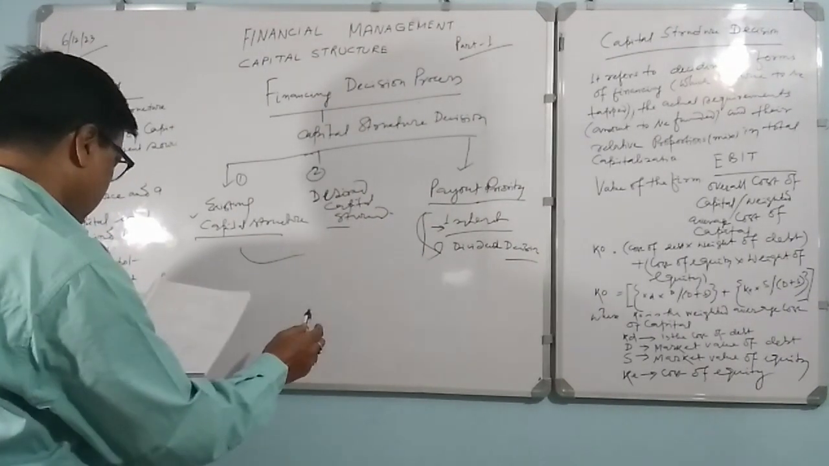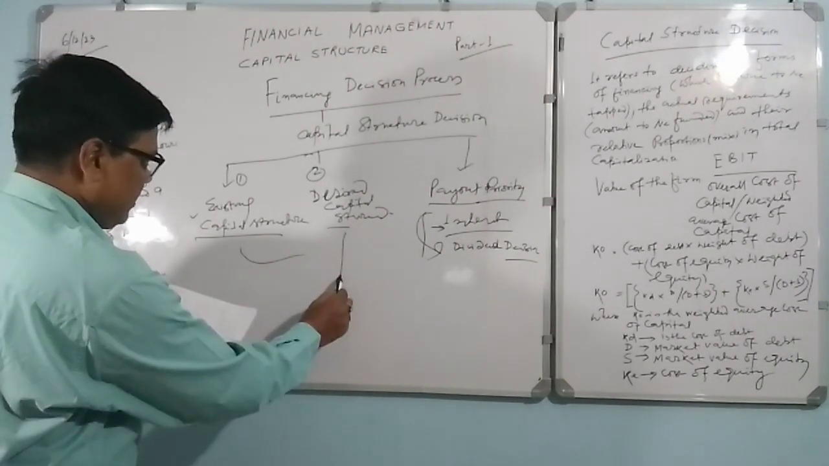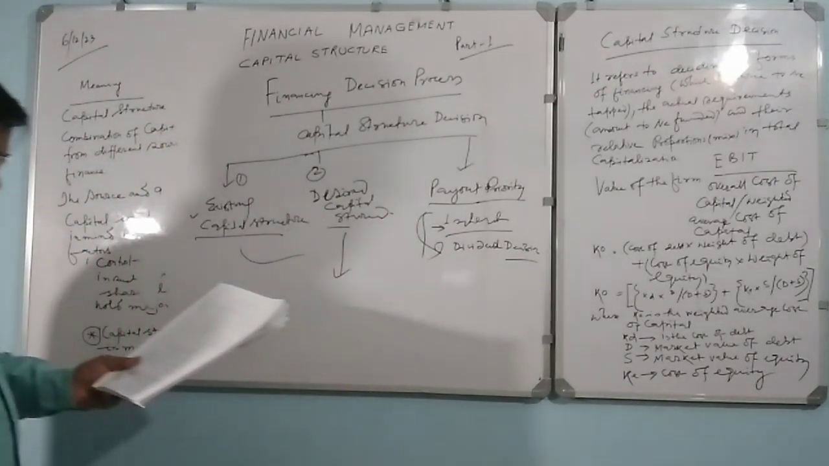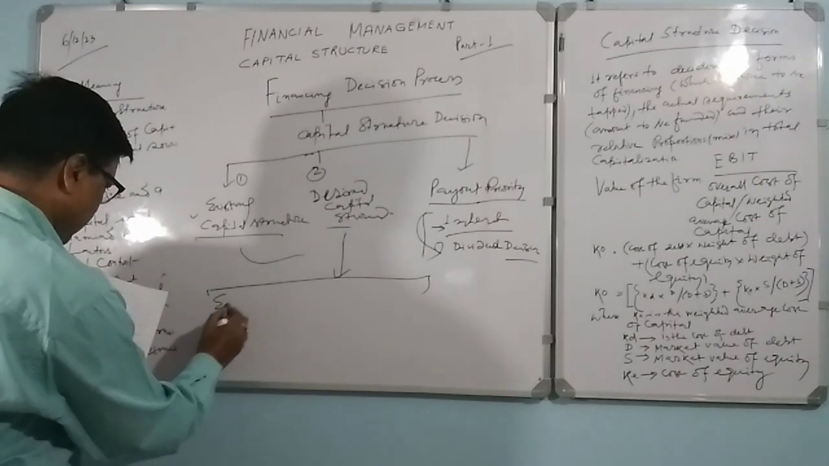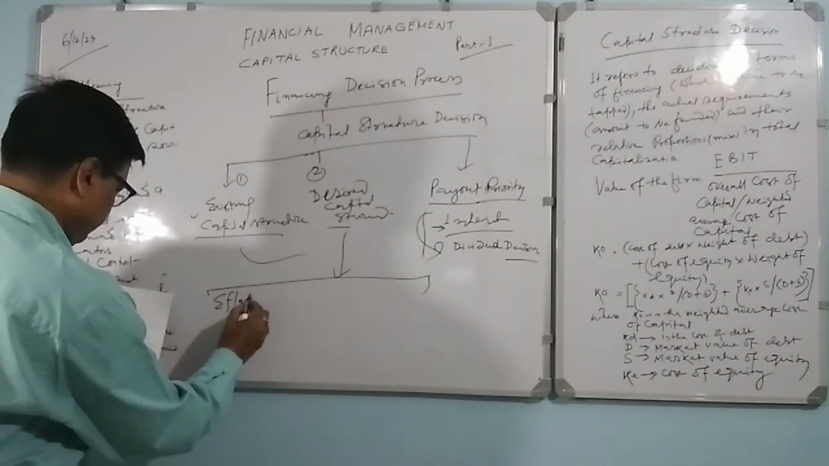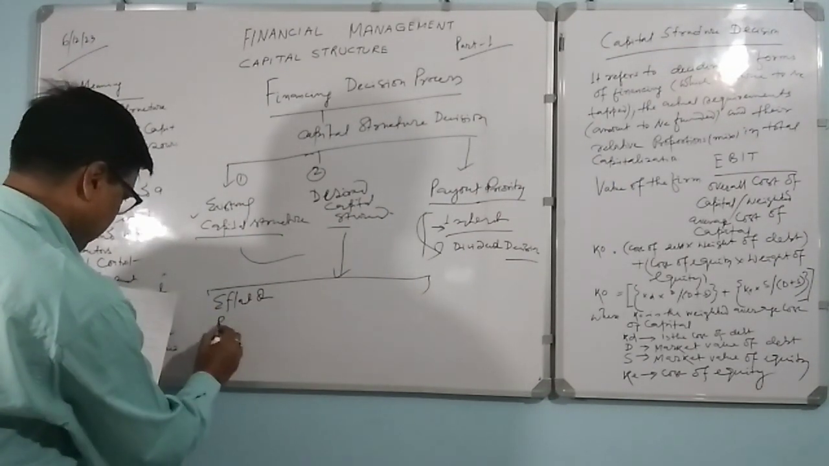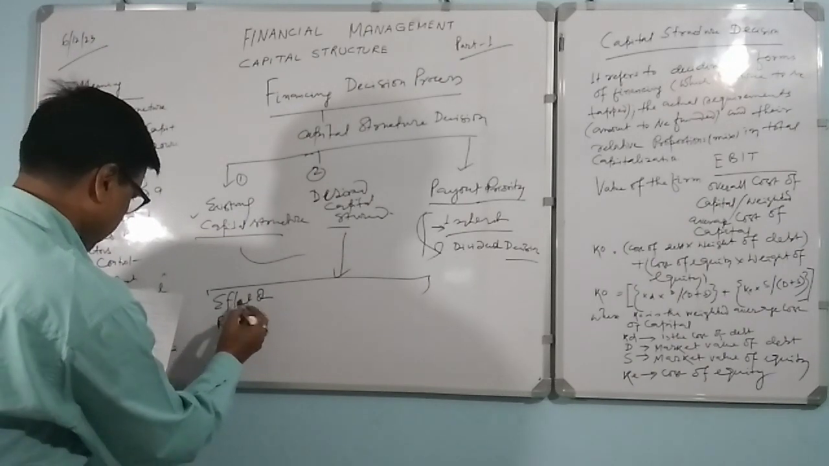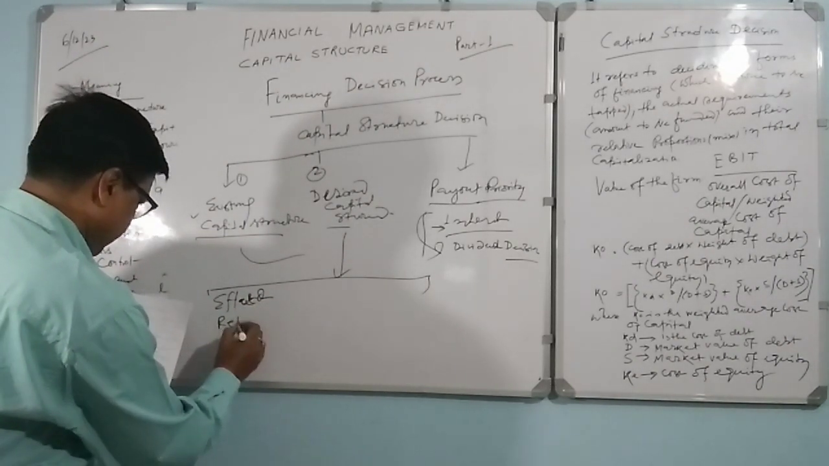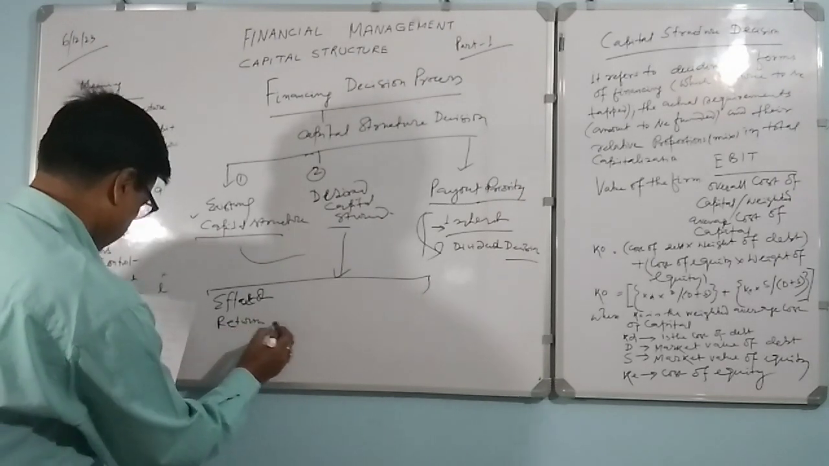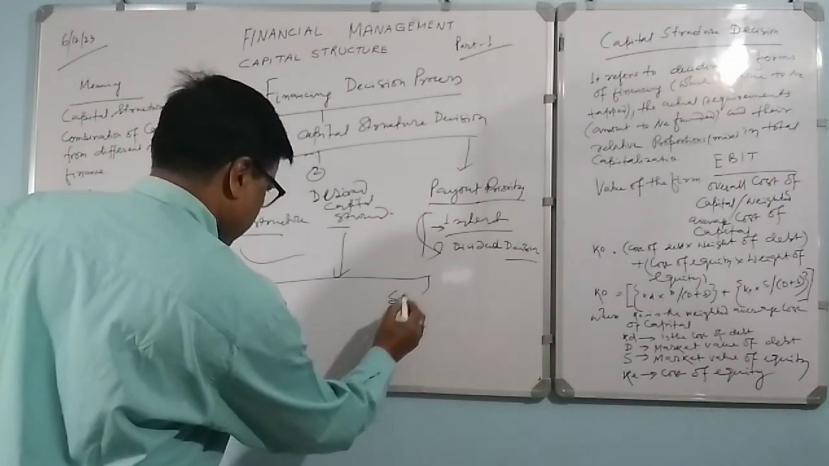Now you see that for this desired capital structure, two parts will be there: the effect of return and the effect of risk.